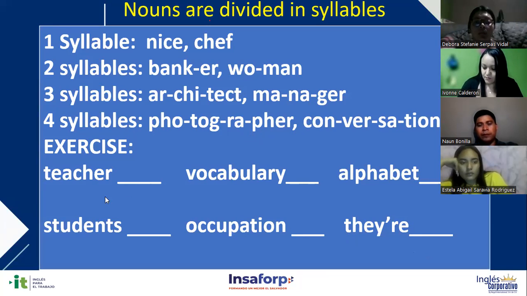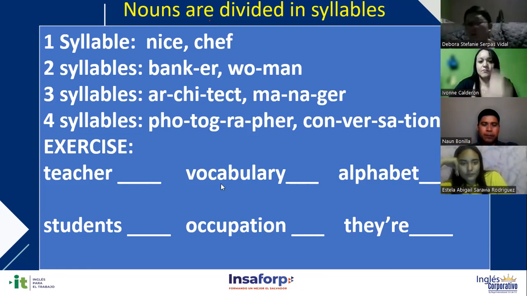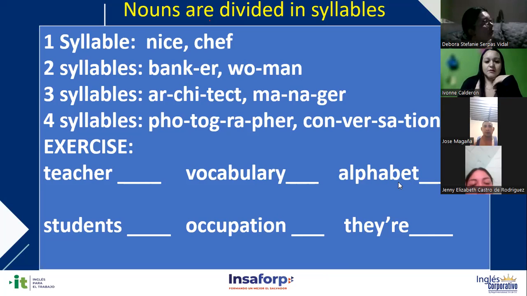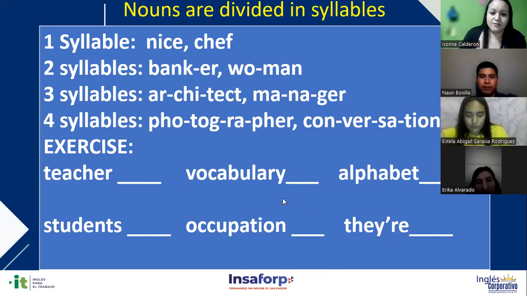Now, let me see. Abigail, please. The word teacher. How many syllables has teacher? Two. Two syllables, correct. Teacher. Good. Naum, how many syllables are in the word vocabulary? Four. Yes. Vocabulary. Five. Yes, excellent. Good. Yvonne, how many syllables do we have in alphabet? Three. That's correct, right?